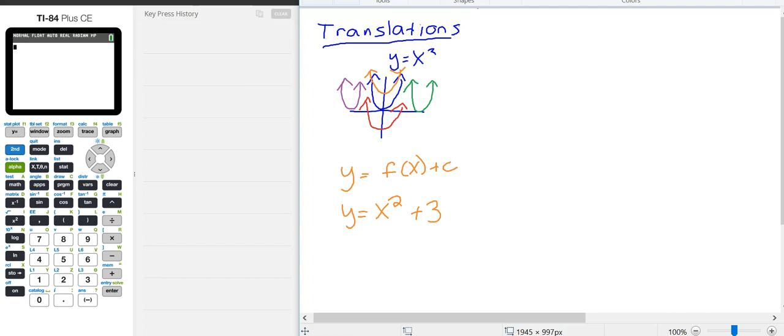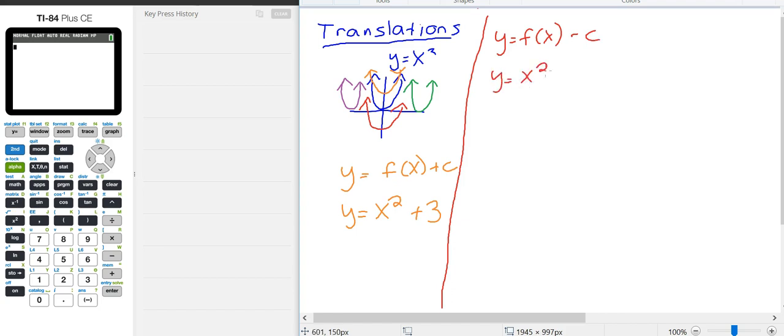Let's say we want to move our graph down. We would have to subtract something from our function. Let's say with y is equal to f of x, we would have to subtract some constant from the whole function. So let's say our function was y is equal to x squared. We would have to subtract 3 from the whole function.